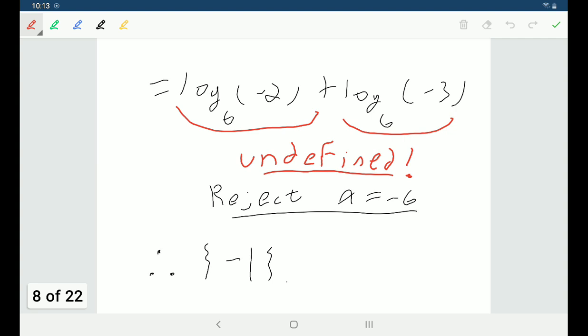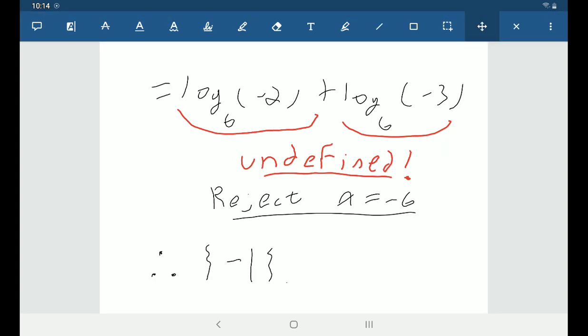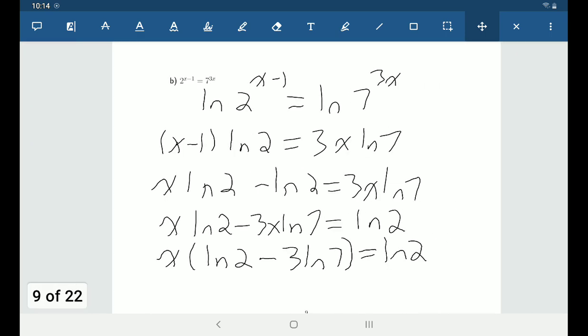Now, if we try the same thing for x being -6, when I put in the -6 and simplify, I have log base 6 of -2 and log base 6 of -3, and neither of those are defined. So that's too bad for us. We stop right there. That means x being -6 has to be rejected. So even though we found 2 solutions, there's only one solution for this equation, which is just -1. The other solution was extraneous.